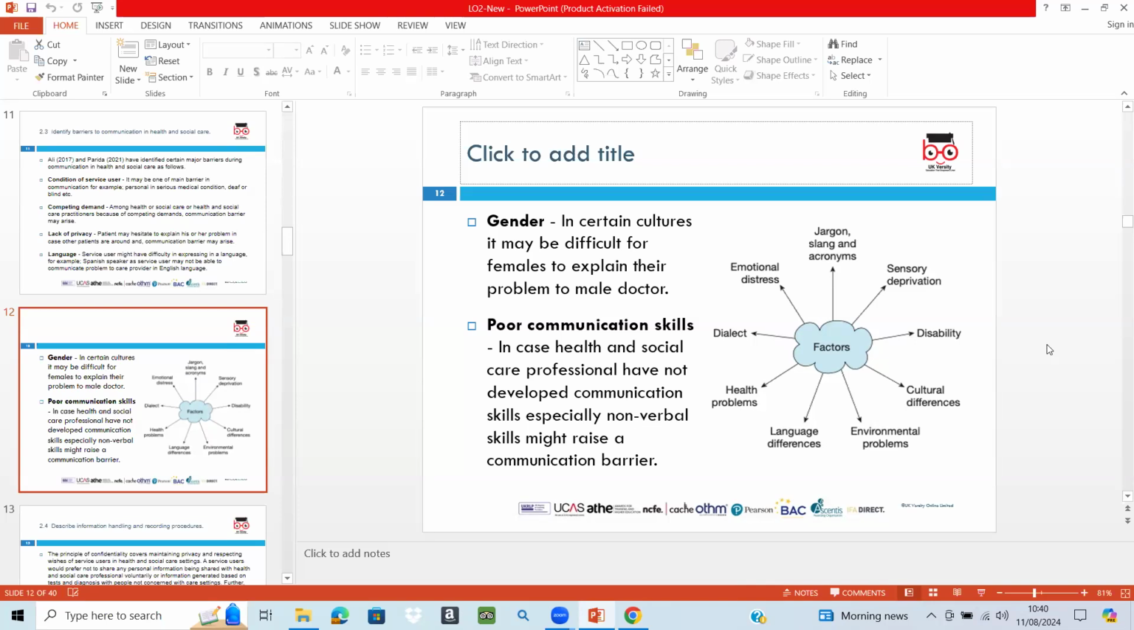Then we have to discuss poor communication skills. Right. Healthcare providers must develop their communication skills. As an example, a doctor who uses too much medical jargon might confuse a service user rather than clarify their condition. So training in clear, person-centered communication can help avoid these issues.